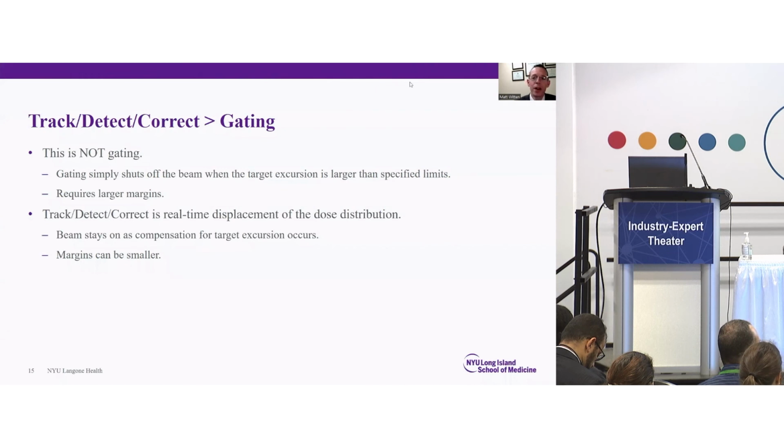So just to clarify a popular misconception, this track, detect, correct ability is much greater than gating. It's not gating. What gating does is it simply shuts off the beam when the target excursion is larger than specified limits, and it requires a larger margin. Track, detect, correct is real-time displacement of the dose distribution. Again, it is not gating. The beam stays on as compensation for target excursion occurs, so therefore you can have much smaller margins.